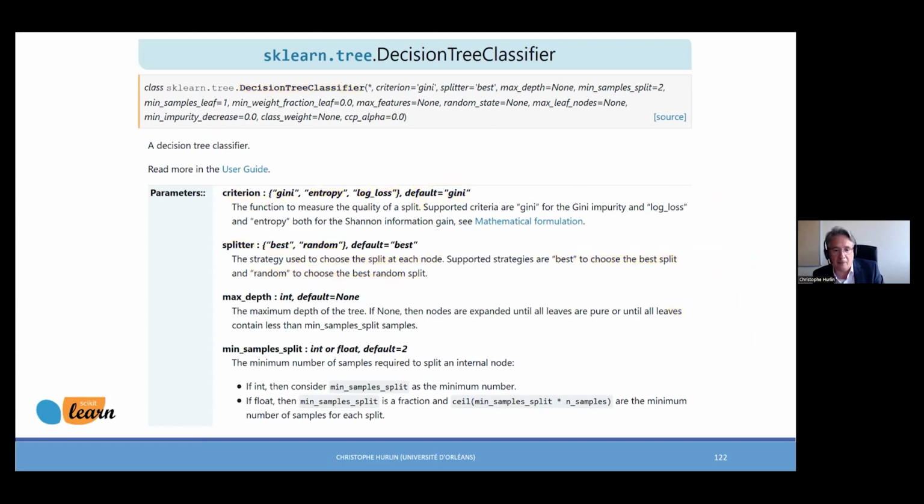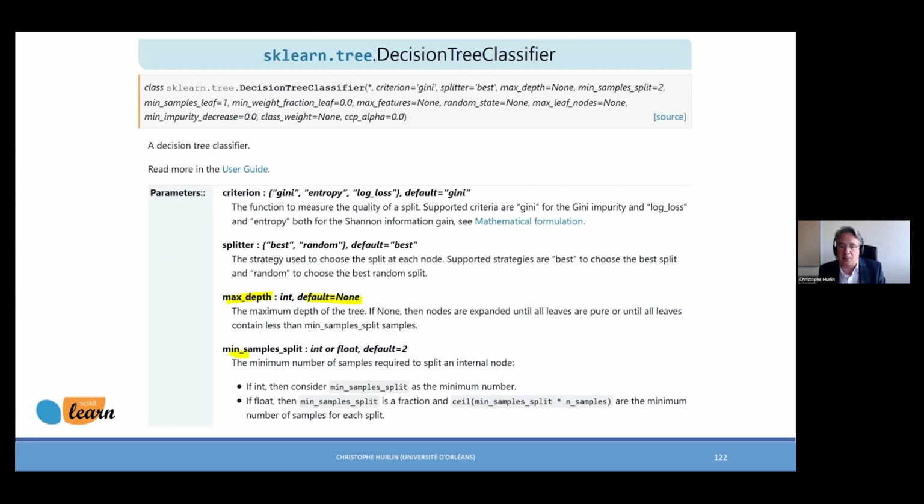Max depth, the famous max depth. This is the maximum depth allowed for your tree. If you put no value, by default, there is no value.